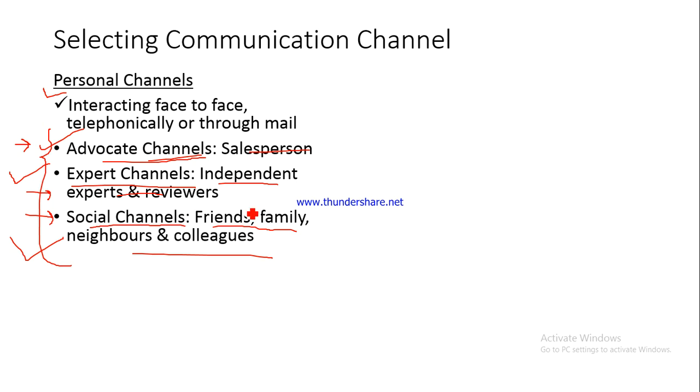So you trust them even more than the expert channels. So the level of trust would be the highest in case of social channels and it would be the lowest in case of advocate channels. Is that making sense? Okay.